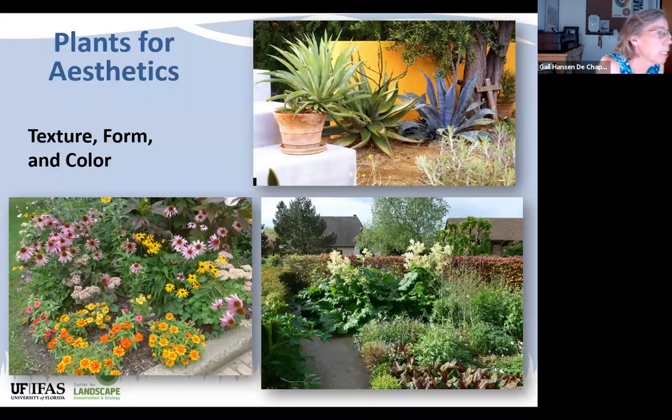And when you're thinking about plants for aesthetics, we think about texture, form, and color. So these are some good examples here. Form in the big agave plants there, color obviously in the wildflowers, and a lot of different textures in the picture on the bottom right. Some very coarse texture and fine texture plants.